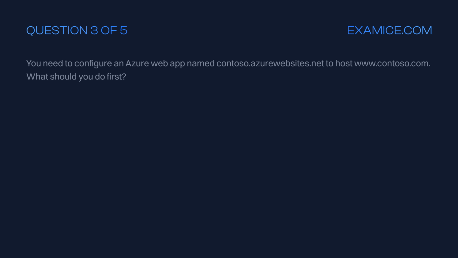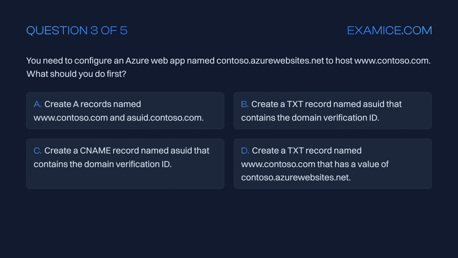Question 3. You need to configure an Azure web app named contoso.azurewebsites.net to host www.contoso.com. What should you do first? Option A, create A records named www.contoso.com and asuid.contoso.com. Option B, create a TXT record named asuid that contains the domain verification ID. Option C, create a CNAME record named asuid that contains the domain verification ID. Option D, create a TXT record named www.contoso.com that has a value of contoso.azurewebsites.net.